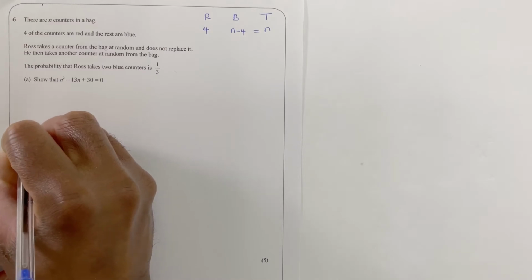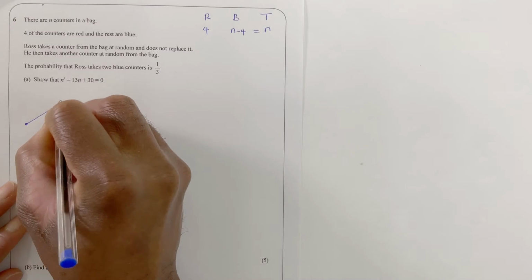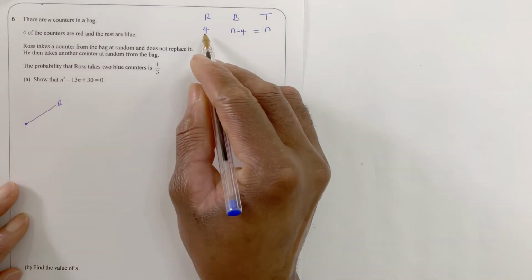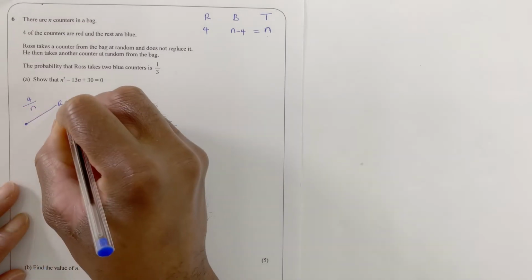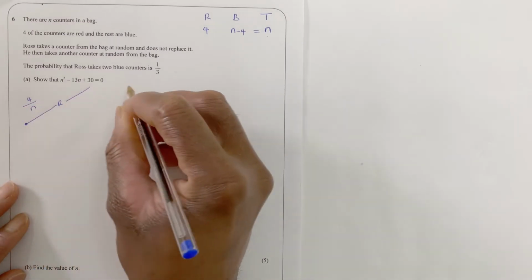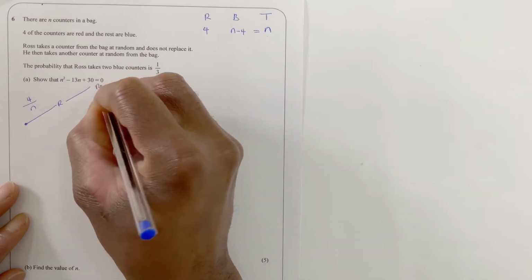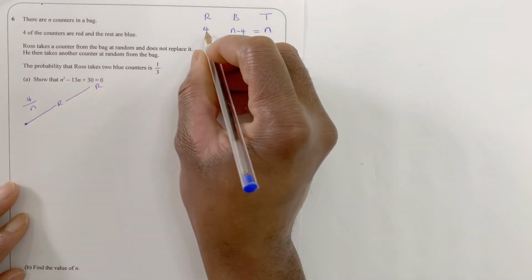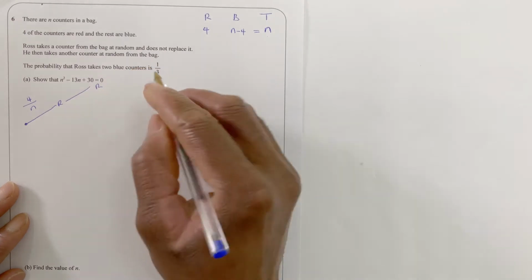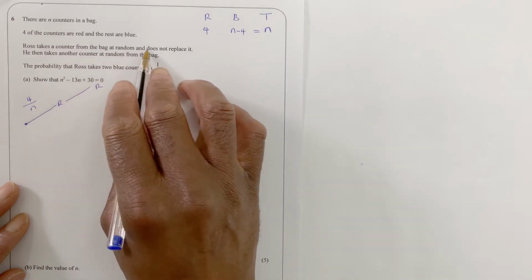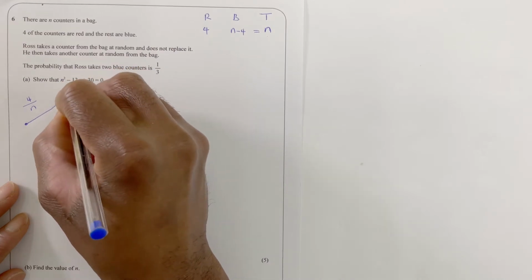So we'll start here. If we take the first red, because there are 4 reds, the ratio of that is going to be 4 over n. If we then take the second red, we're going to have 4 minus 1. It takes it and does not replace it. So we now have 3 left over n minus 1.